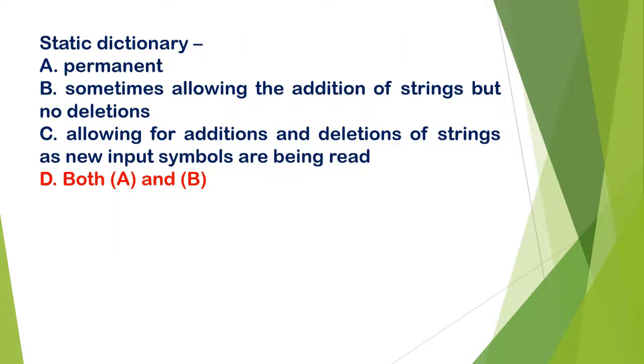Static dictionary. A. Permanent. B. Sometimes allowing the addition of strings but no deletion. C. Allowing for addition and deletion of strings as new input symbols are being used. D. Both A and B. And the correct option is D.